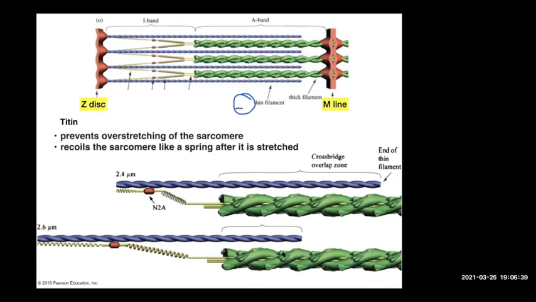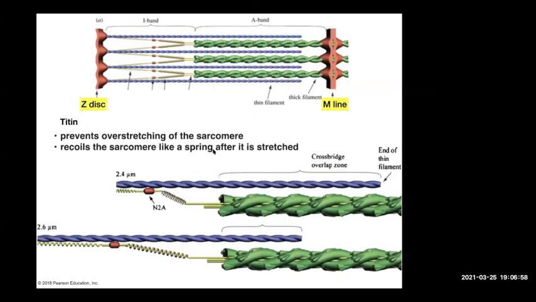If it overstretches too far, that would be a problem, because then the myosin filament couldn't interact the way it needs to with the actin filament. And so that's what you want to know about Titan for our purpose. It adds to the intrinsic elasticity of the muscle fiber.